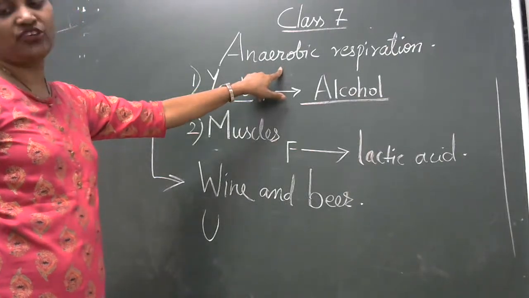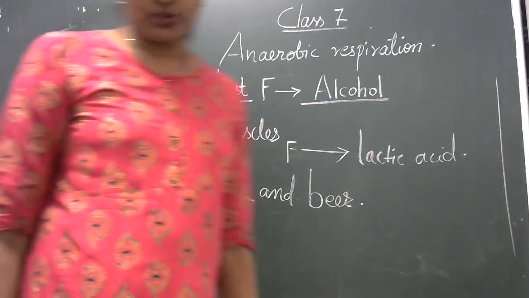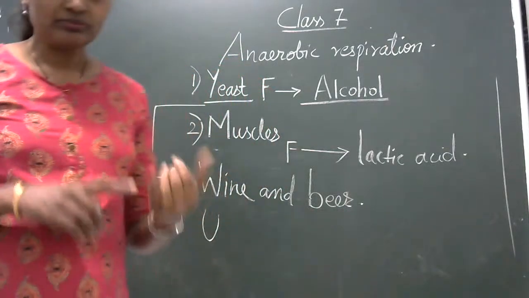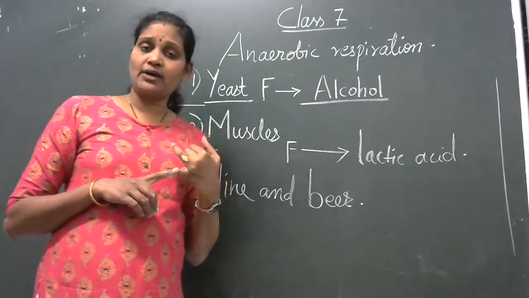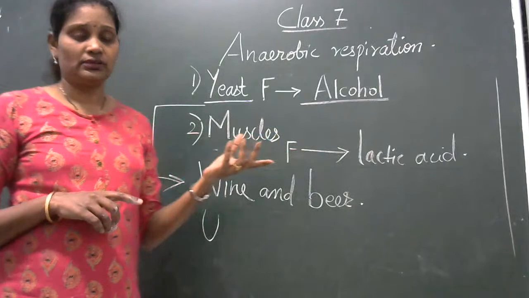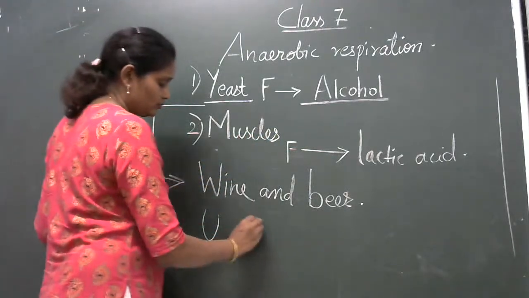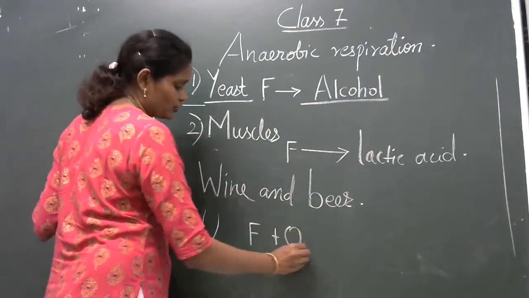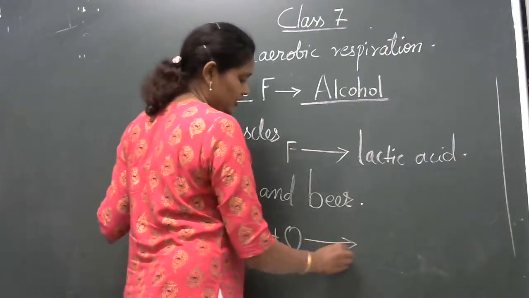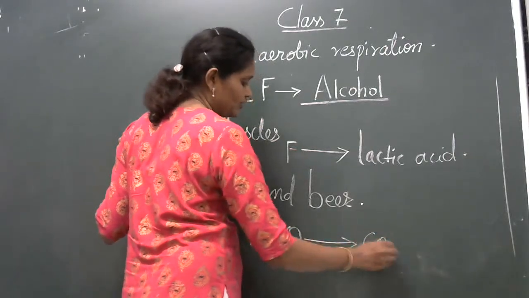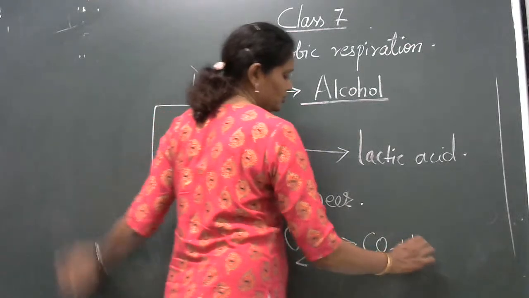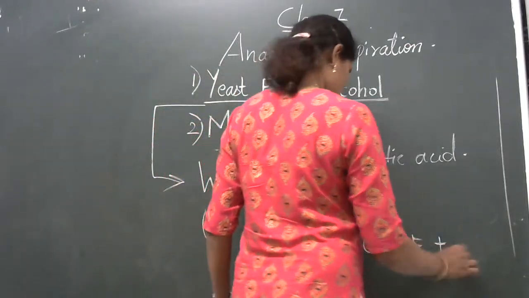So this is about anaerobic respiration. What happens in aerobic respiration? The simple one, that is food with the help of oxygen is converted into carbon dioxide, energy, and water.